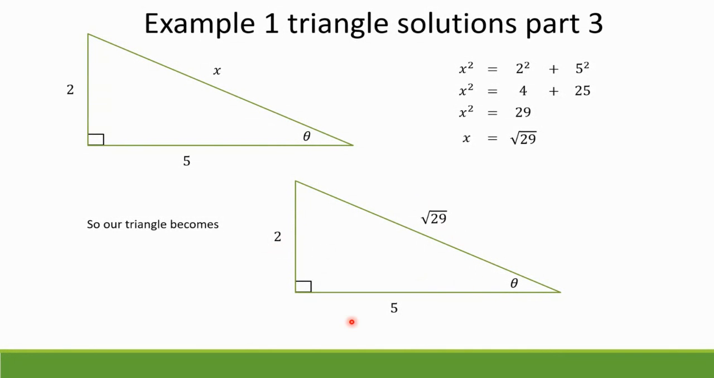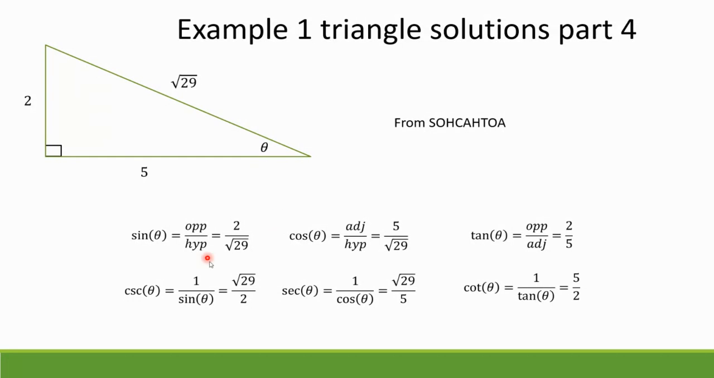But now that we know all three sides, we're in business, basically, because now we can easily get all the trig functions. We just have to use the definitions. Here sine is opposite over hypotenuse, which is 2 over radical 29. Cosine is adjacent over hypotenuse, which is 5 over radical 29. And we have tangent already.